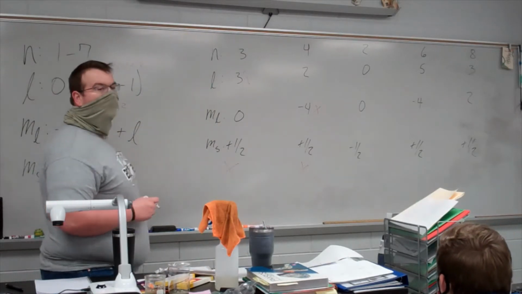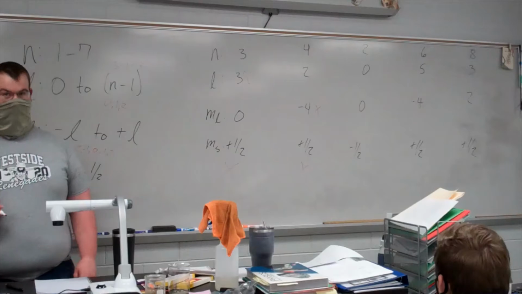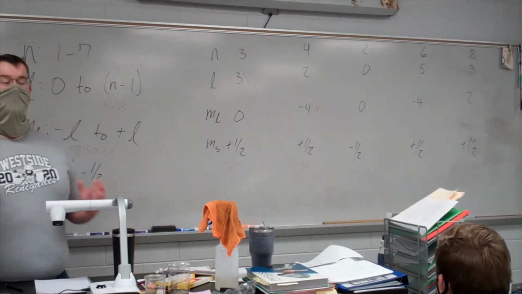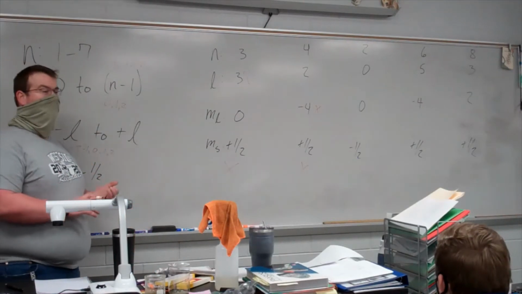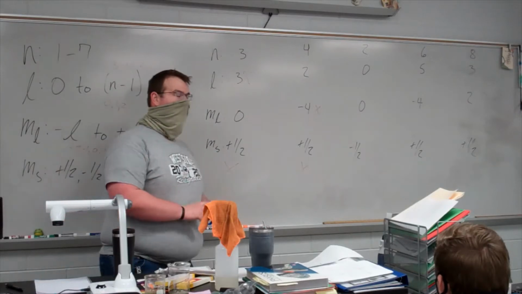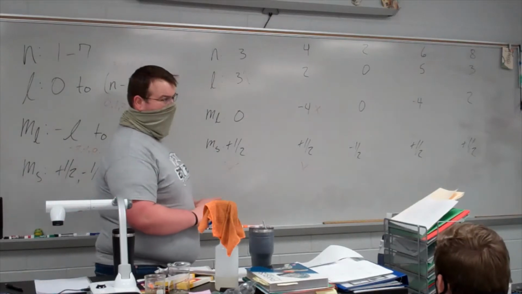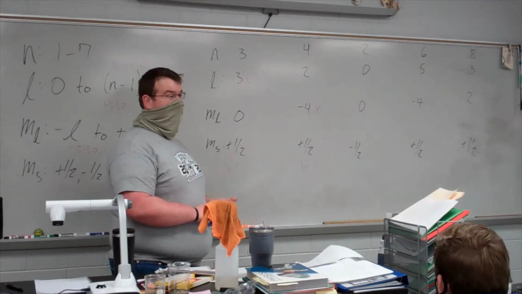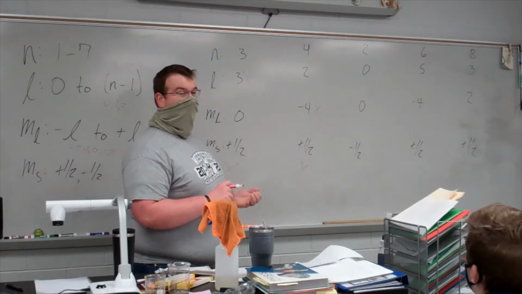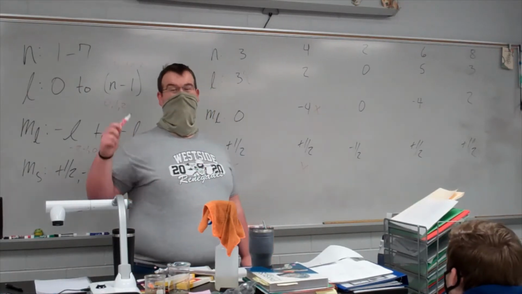So if one of them is wrong, the whole thing can't be right. This is only if you are determining if a set of quantum numbers can or cannot exist. This is the difference. In a moment, we're going to shift to where you have fixed answers.